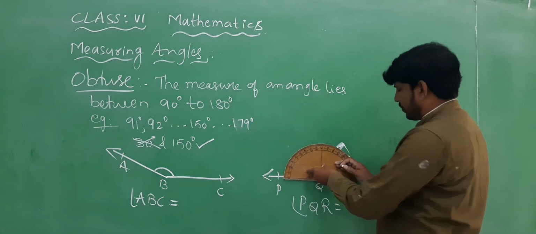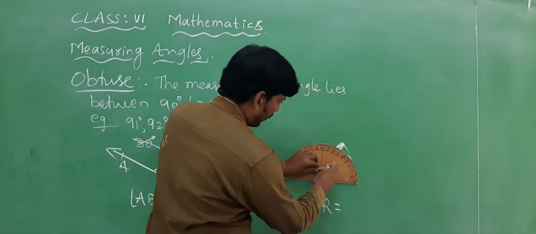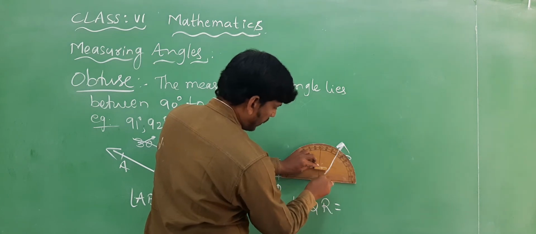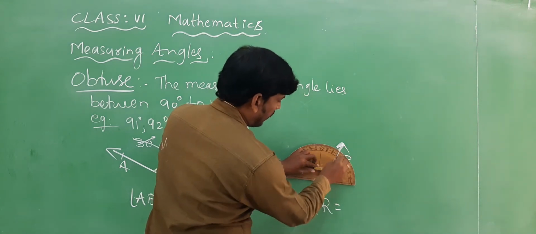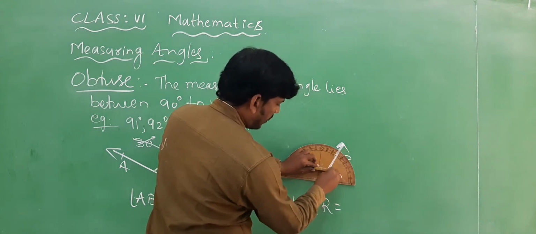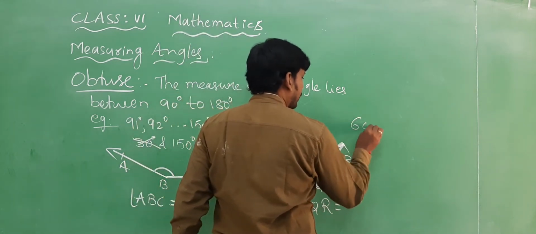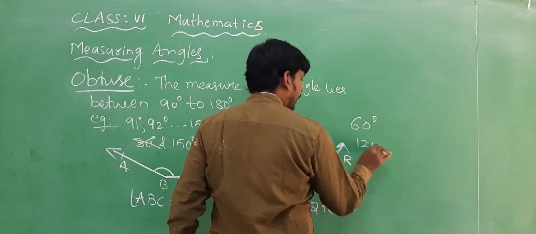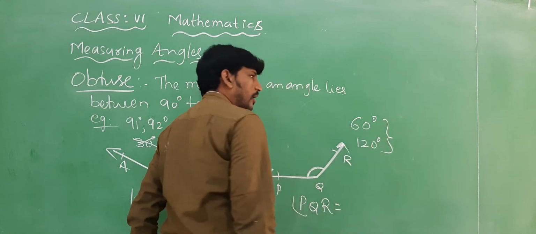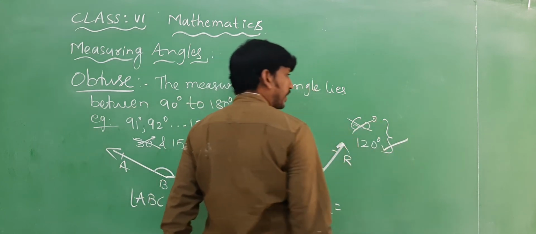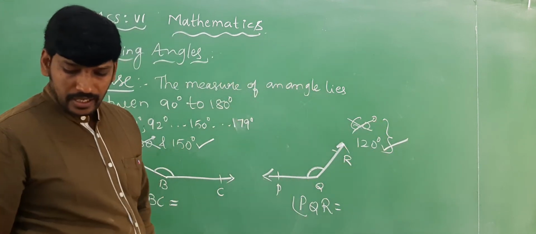See this here. It is showing 60 and 120. It is going exactly between each other. This is 60 and 120. Clear? So here we got two values, 60 degrees and 120 degrees. Now of these two values, which value are we going to consider? Yes, we need to consider 120 degrees because it is an obtuse angle.